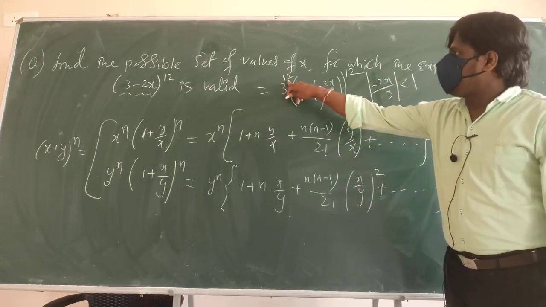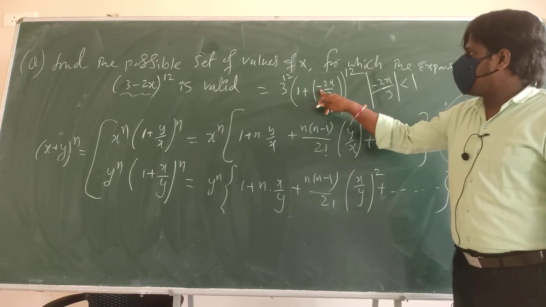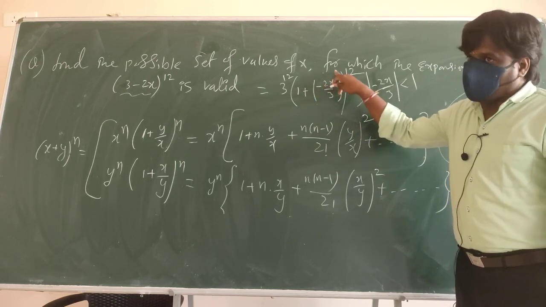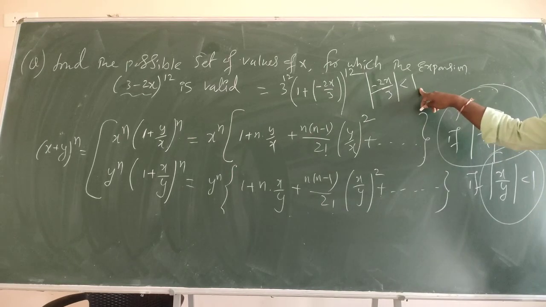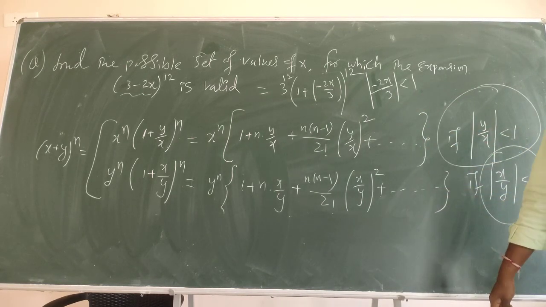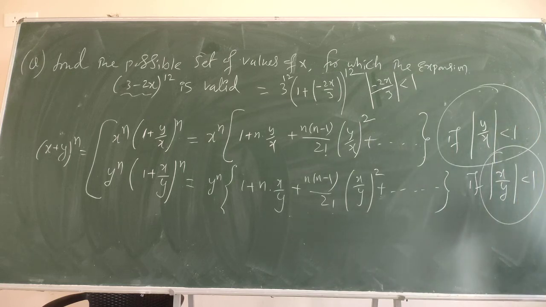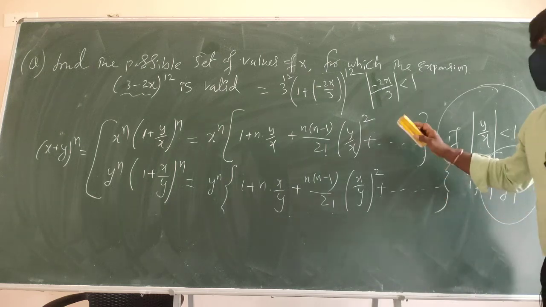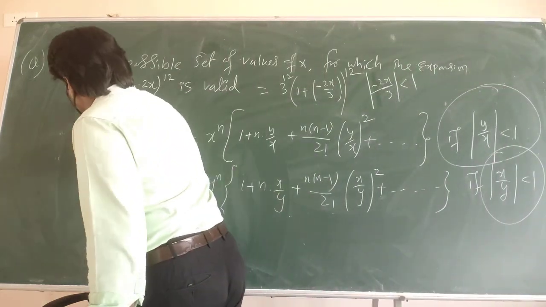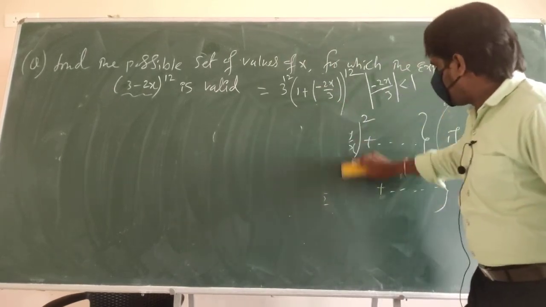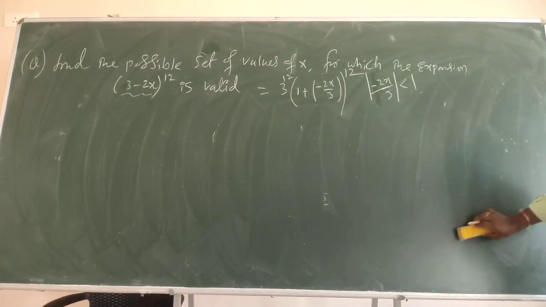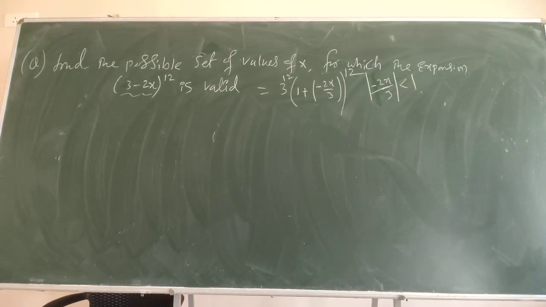So I can take 3 power 12 common. So I got 1 plus minus 2x by 3. This modulus should be less than 1. Right? So you can do this. Should I solve it, or is it okay for you? Tell me first. Did you solve it or do you want me to? Ranjit solved, right? Aditya, you have solved, right? You have solved or not? We can solve, you can solve.